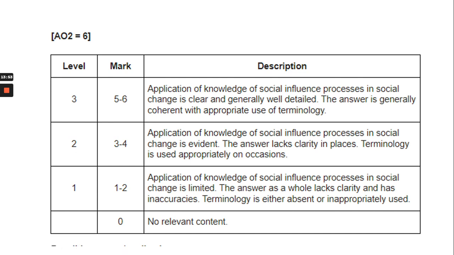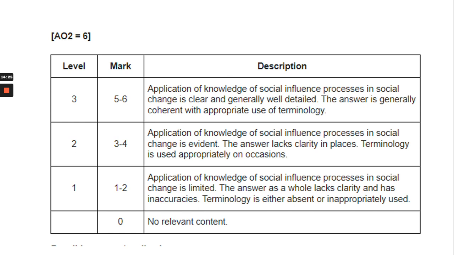If you follow this structure, so AO2, 6 marks, you will be able to show you've applied your knowledge of social influence processes. You've applied what you know about social influence, that is how the minority can affect society, and what they have to do will be clear and well detailed. Not generally, we only go for well detailed here. The answer is coherent, that is, it makes sense, and you've used appropriate terminology.